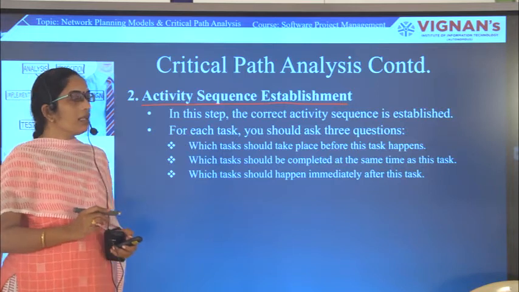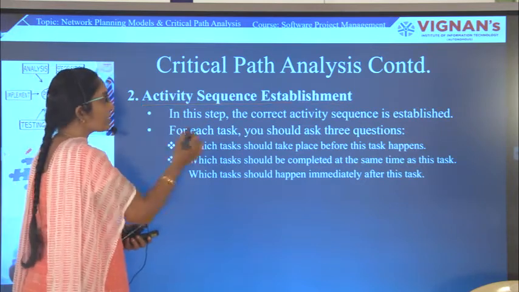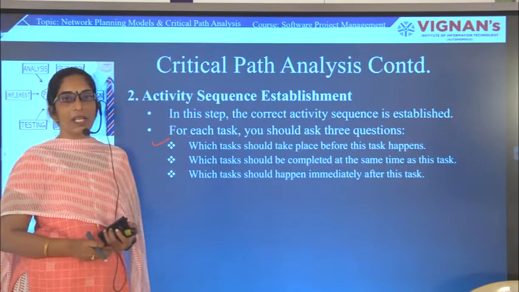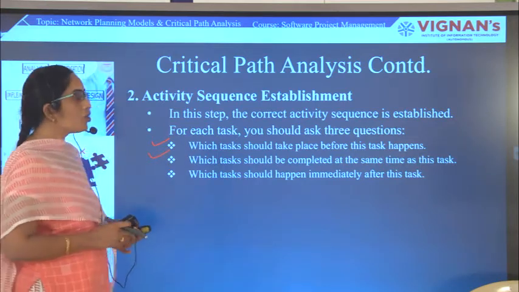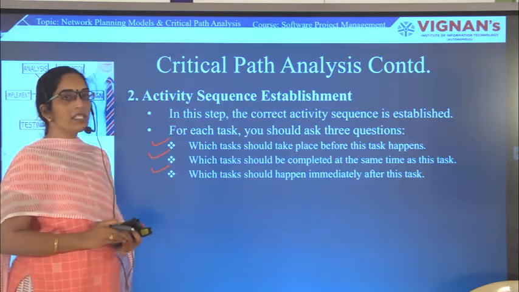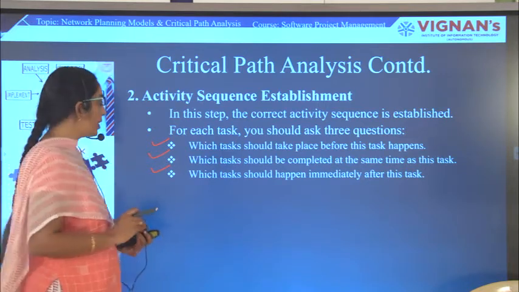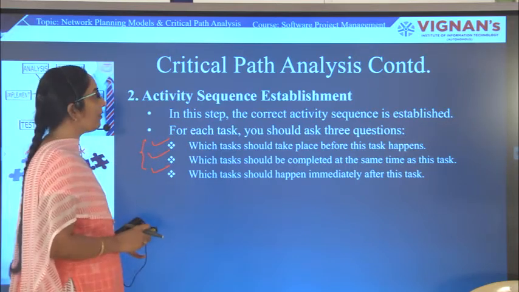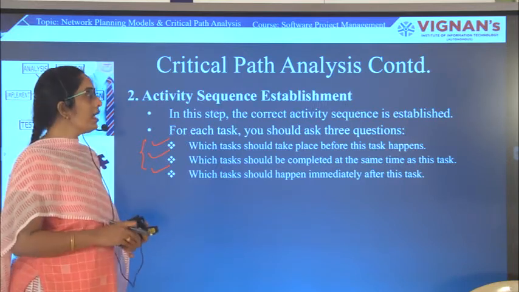The next step is activity sequence establishment. In this step, the correct activity sequence is to be established. For each task, you should ask 3 questions. The first question is, which task should take place before this task happens? The second one is, which task should be completed at the same time? And the third one is, which task should happen immediately after this task? These 3 questions have to be followed in order to sequence the activities.